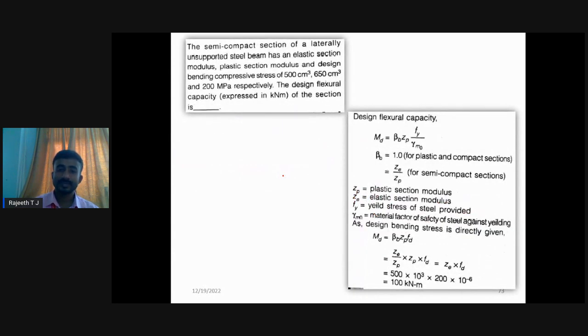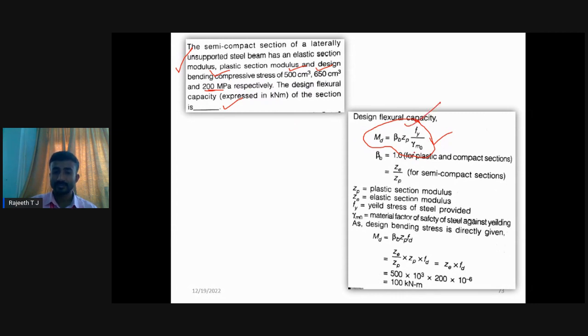Okay. Next question on beam. Just now we discussed the flexural capacity of the beam. This is the formula given in the code book: design capacity in bending equals beta_b Z_p f_y by gamma_m0. If you go for this question, a semi-compact section of a laterally supported beam has an elastic section modulus and plastic section modulus given as 500 and 600, Z_e and Z_p, and the bending compressive stress is given as 200 MPa respectively. The design flexural capacity of the section, expressed in kilonewton meter, is... So we should remember this formula.